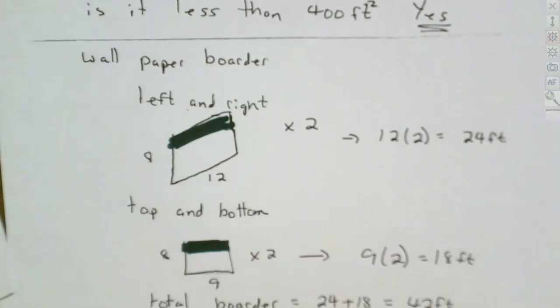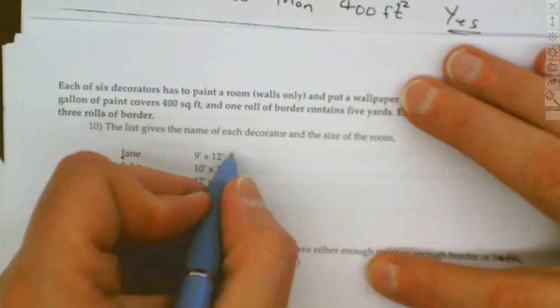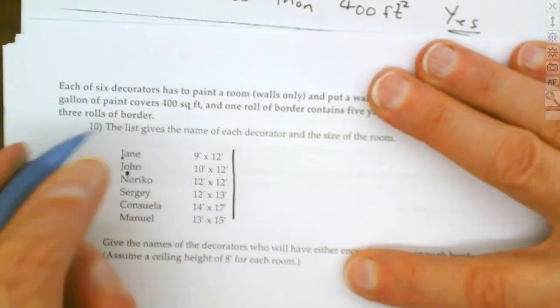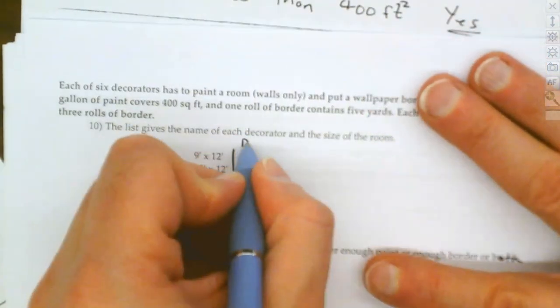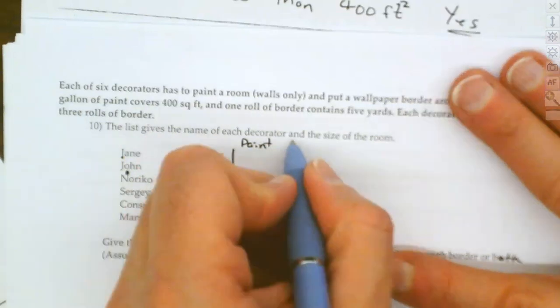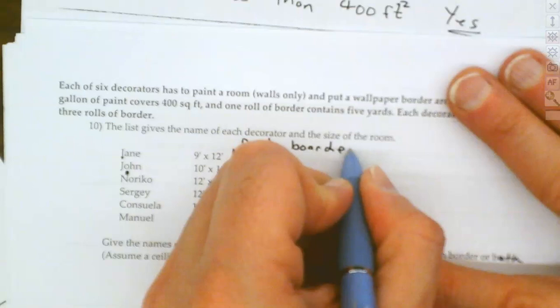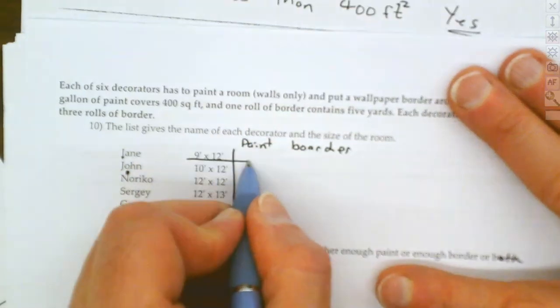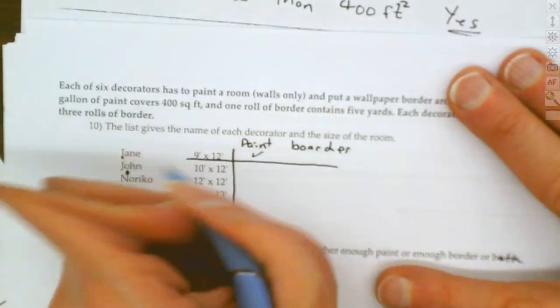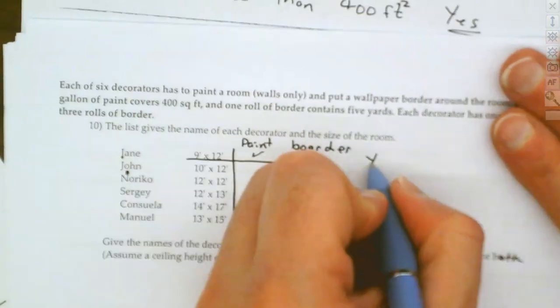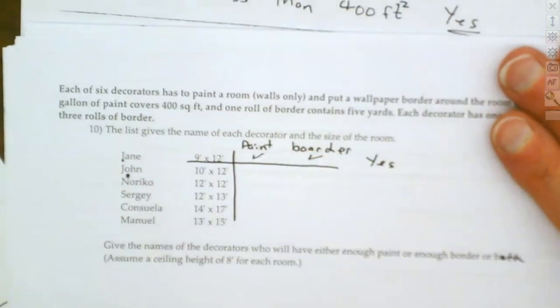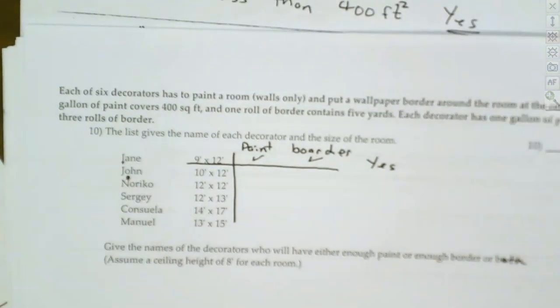But what I would do is I would just make kind of a table like this, and this is going to be the paint, border, and I would just do each one. So we did Jane, and so Jane can paint the room, Jane can border the room, so that would be a yes there. And I would do the next one the same way, and I would see if they get a check mark in either of the boxes, that means they can do it. But does it make sense how we figured that out?